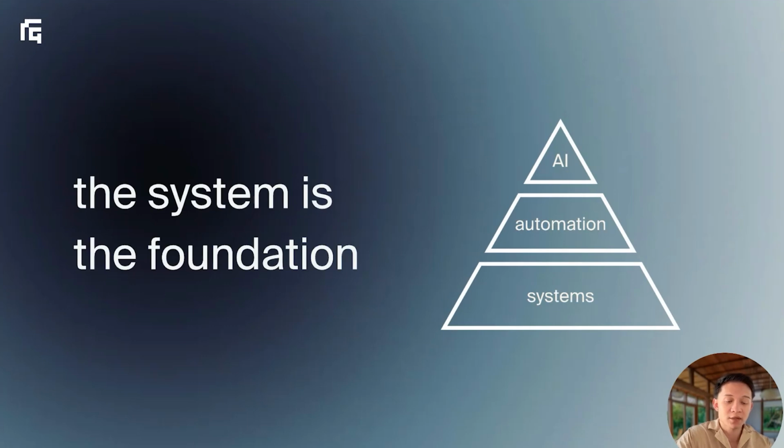So once again, the system is the foundation. Start from the bottom and go up. System first, then automations and AI are built upon that.